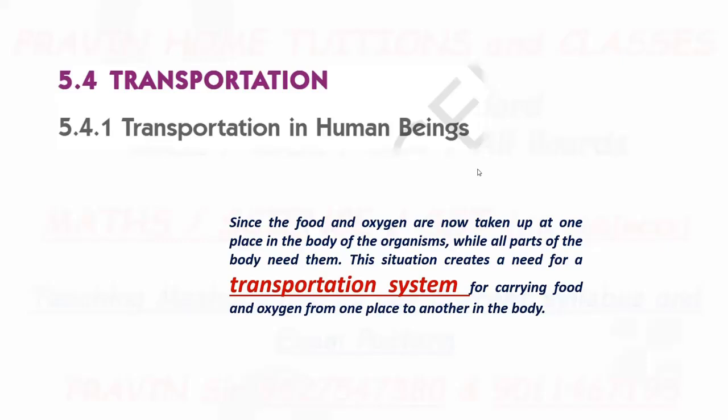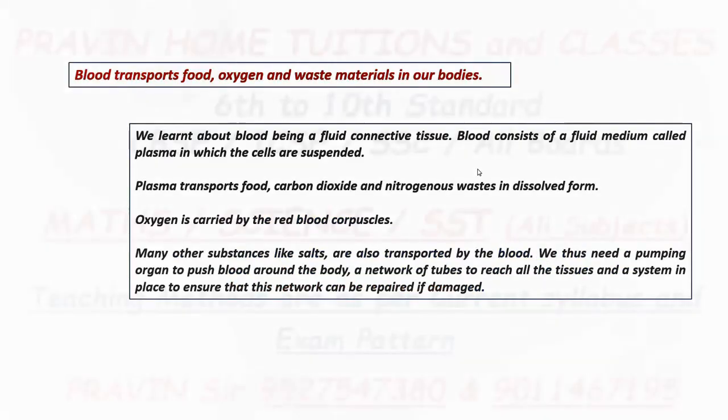Now we will learn about the transportation system in human beings. In human beings, blood transports food, oxygen and waste material in our body. Blood contains a fluid medium, that is plasma. This plasma transports food, carbon dioxide and nitrogenous wastes in dissolved form. Oxygen is carried by red blood corpuscles. Other substances like salts are also transported by blood.